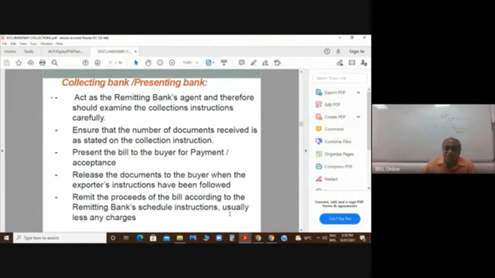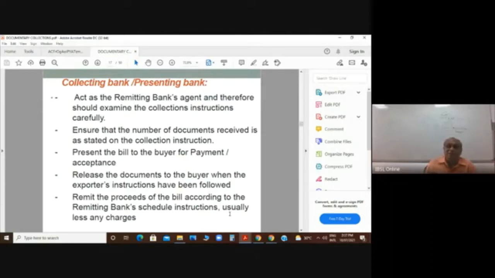Number of documents: BL 3 copies. Then, what do you call this, commercial invoice 2 copies, like that. You can fill it in, right? So you have to check whether those numbers are tallying.